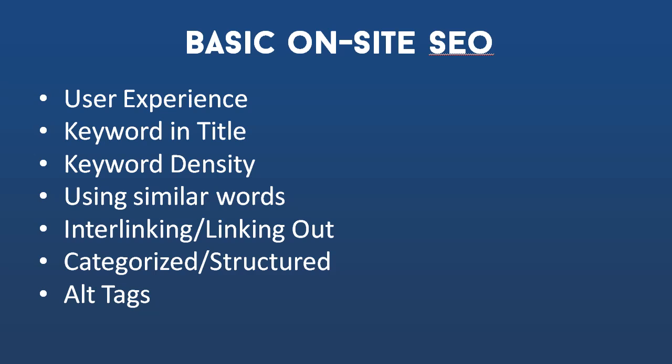Now, when it comes to linking out, that's to actually link an external website. You want to make it seem that your website is a hub for information. And in saying that, you want to make sure that all your information is categorized and structured properly. Okay, so make sure that you do use your categories within WordPress.